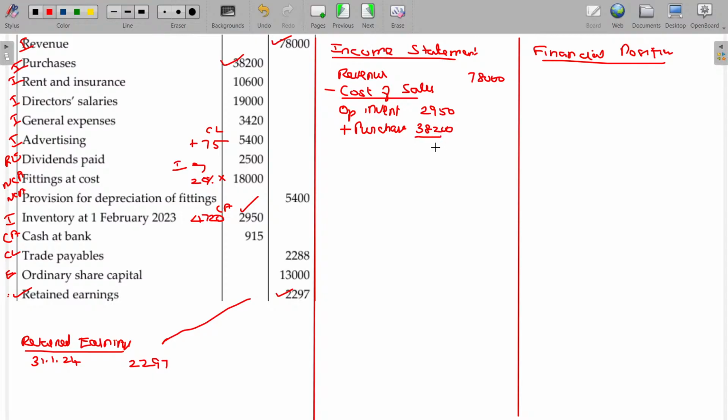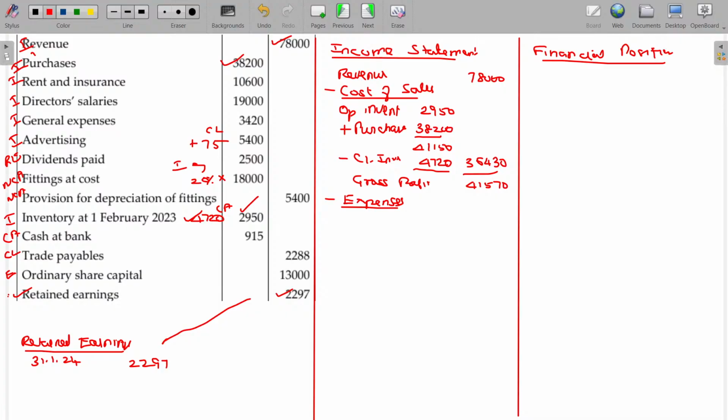No carriage in, so you add these to 41,150 minus closing inventory 4,720. Again, it should be posted in the current asset account, current asset side 4,720. The total being 36,430. If you subtract, then the gross profit here being 41,570 less expenses.